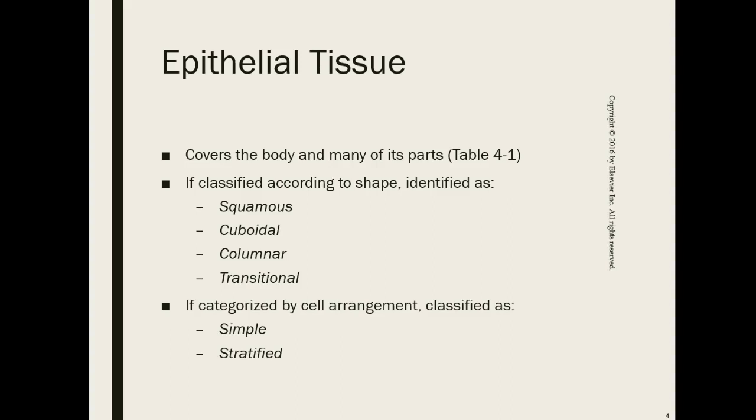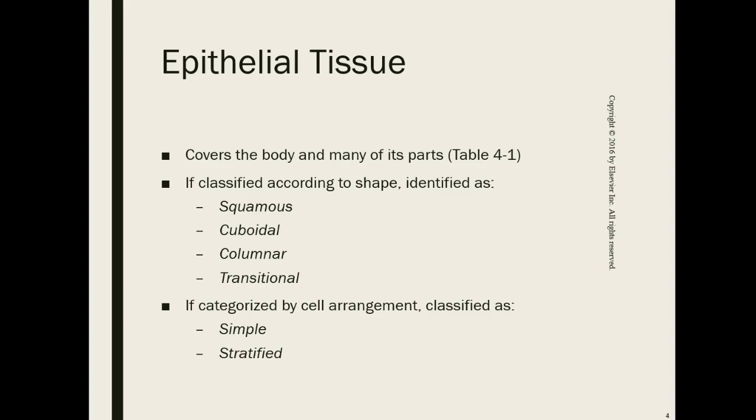So we'll start with our first group of tissues, which is our epithelial tissue. This covers the body and many of its parts. This is one of the more abundant tissue types that we have. It is classified in two different ways, according to shape and then by cell arrangement as well. So shape is squamous, cuboidal, columnar, or transitional.